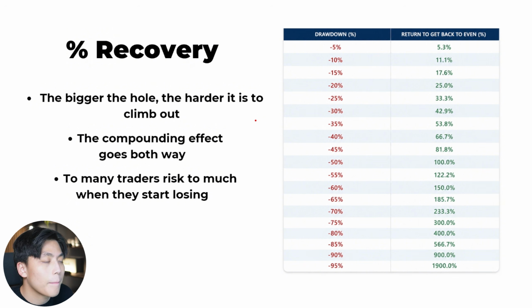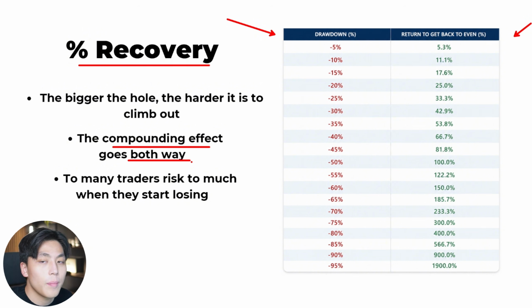One of the biggest things to understand is this graph right here, which is on the right-hand side. It's comparing the drawdown percentage to the return to get back to break even. So whatever money you put into the markets, understand that there is going to be drawdown and there is risk associated with trading. And understanding the percent recovery is more important. The bigger the hole, the harder it is to climb out. The compounding effect goes both ways.